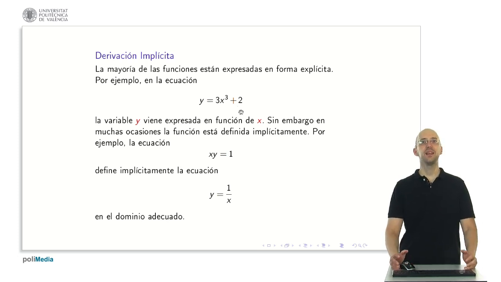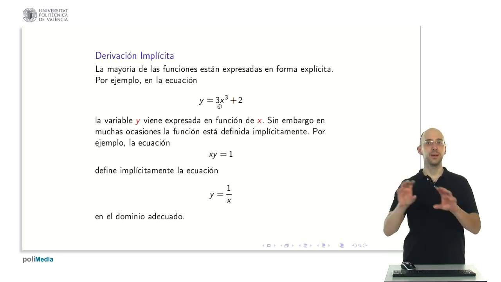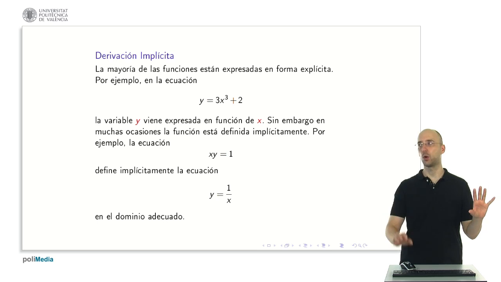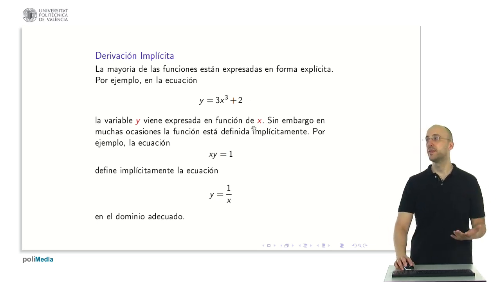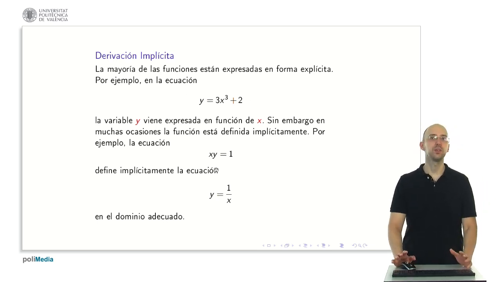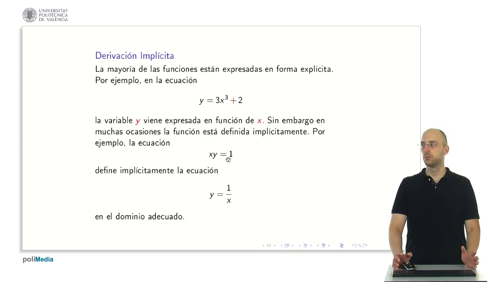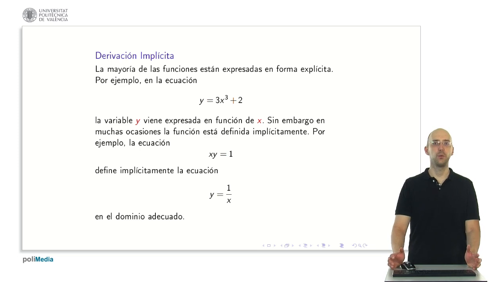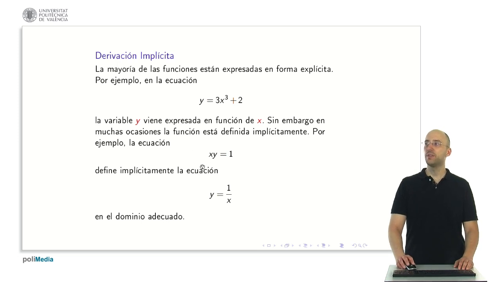But what do we do when the function is not provided explicitly, meaning one variable isn't expressed as a function of the other, as in the previous example? In such cases, we encounter equations like the following simple one I've presented. X times y equals 1. Here, there isn't a single variable that's explicitly isolated. It's just an equation stating that x times y equals 1. This equation implicitly defines another equation, y equals 1 over x, within the appropriate domain.